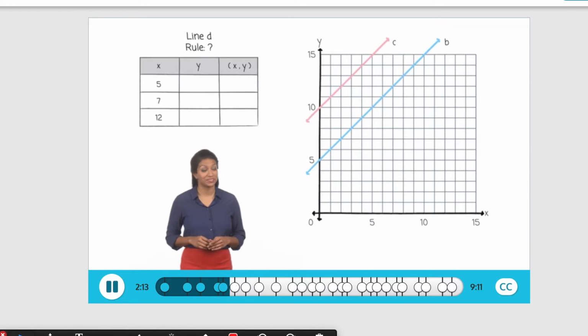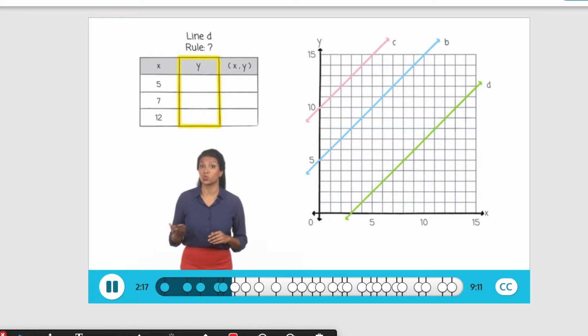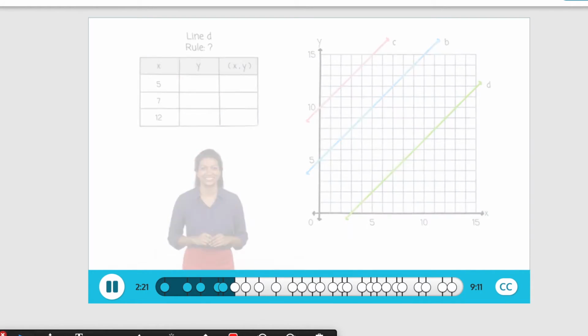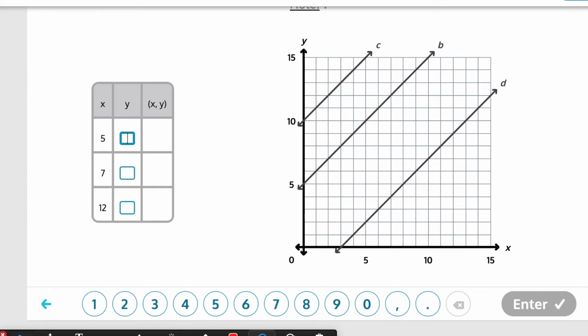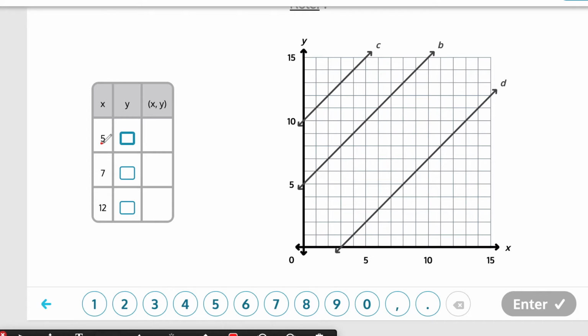Let's try one more. Here is line D. First, find the corresponding y coordinates, then come up with the rule for line D. So I think you can do all 3 on your own. So pause the video, work with a partner, and try to find the coordinate pairs or the y coordinates for when the x coordinates are 5, 7, and 12.